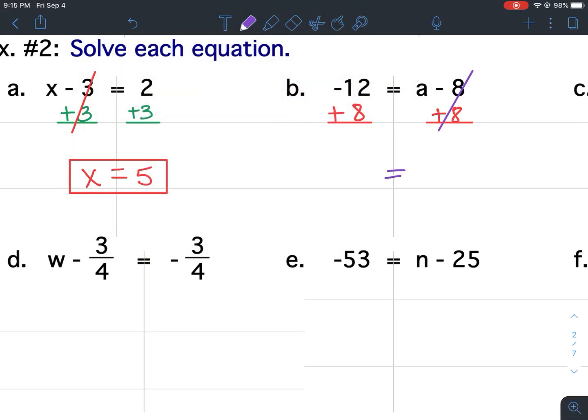Bring down my equal sign. The variable starts on the right. It's going to stay on the right. And negative 12 plus 8, the signs are different. Subtract to keep the sign of the larger number. So the solution to this problem is negative 4. Negative 4 equals a. You could read that as a equals negative 4. It doesn't matter that the variable is on the right. The solution is negative 4. So negative 4 equals a or a equals negative 4. Either is fine.